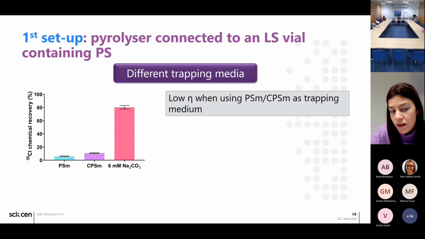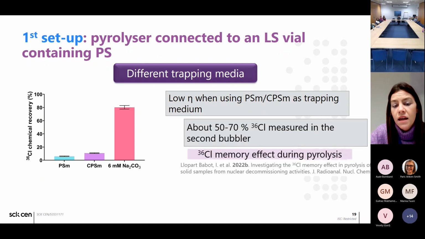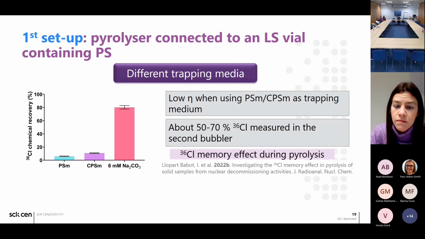We could conclude after these experiments that the chemical recoveries were very low when using PSMs and CPSMs as trapping medium. As well, we could measure between 50 and 70% of the chlorine in the second bubbler that we added after the first vial containing the microspheres. And this chemical recovery could also be explained by a memory effect, the chlorine-36 memory effect that we reported previously during the pyrolysis step.